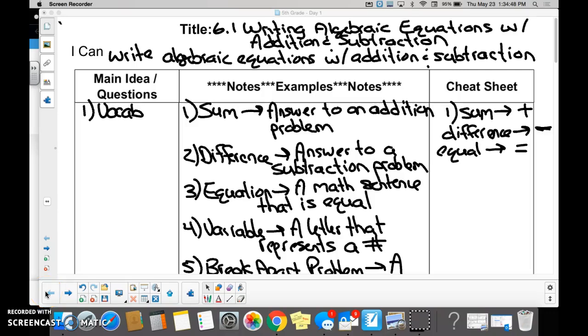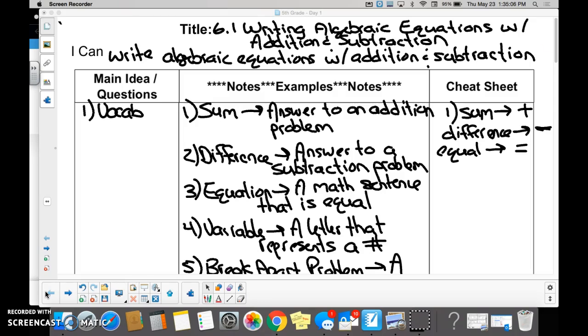If I want writing algebra equations with addition and subtraction, I can write algebra equations with addition and subtraction. Thank you, Leanne. Do you guys think you're capable of writing algebraic equations with addition and subtraction? Yes. We just did that. You feel better about it now? Yes. Cool. Let's talk about what we did, okay?